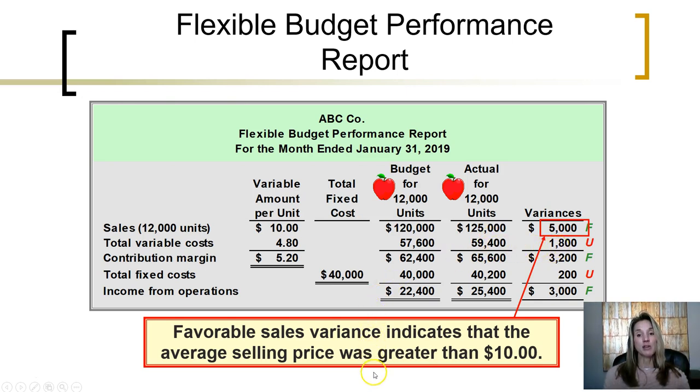What we're doing by using a flexible budget to compare to our actual results, we are seeing that the cause of these variances has nothing to do with the fact that we sold more than the budget, because we've taken that cause of the variance out. The cause of any variance is solely due to the price per unit being different than what the budget had planned for.